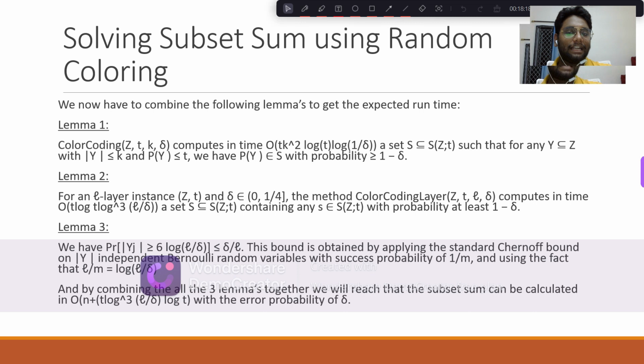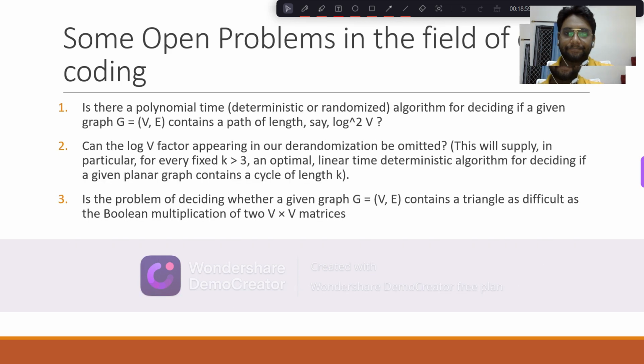When we combine all these three results, we arrive at a solution where we can find the subset with sum equal to t using the color coding algorithm in just n plus t log t time, which is quite efficient compared to the dynamic programming algorithm of O(nt), with just a one-sided error probability of delta. As we can see, in both cases the color coding algorithm has really helped us boost the time complexity of two difficult NP-hard problems, which is quite amazing. It also helps us find the solution with a very small error probability, especially in the case of subset sum.